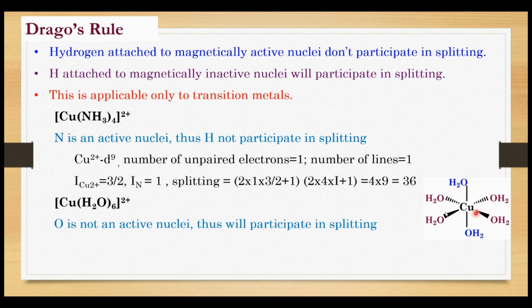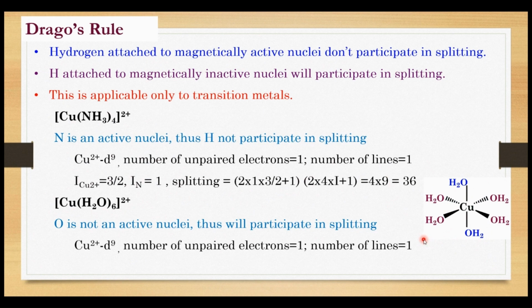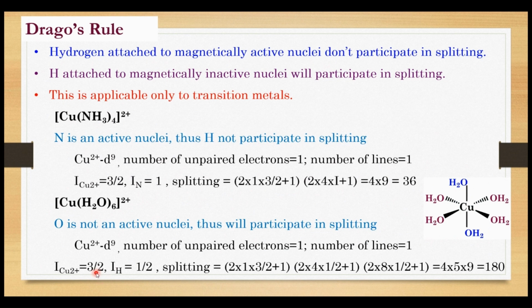Here oxygen is not an active nucleus, so hydrogen will split. Oxygen is not an active nucleus, so hydrogen will cause splitting. Here two types of hydrogens are there, it is due to Jahn-Teller distortion. There are 4 axial hydrogens and 8 equatorial hydrogens present. So the splitting will be first due to copper, next due to hydrogen. Here oxygen is not an active nuclei, so hydrogen will participate in splitting.